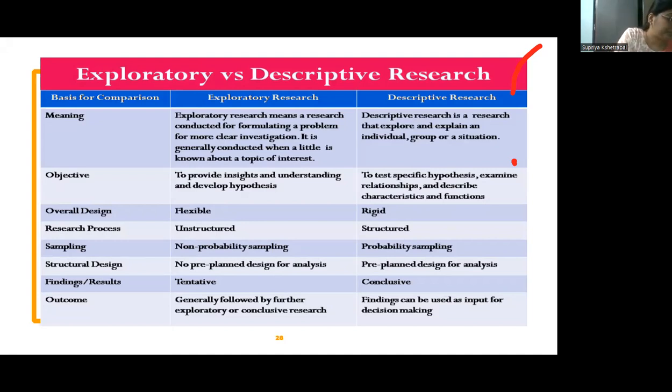Okay, now the research process is unstructured here, and in the descriptive... ये तो अभी हमने देख लिया कि यहाँ we are doing in exploratory research, we are doing a trial and error method, whereas in descriptive research we are doing a structured one. यानी हमको पता है कि हमको यही वे से ही इनका डेटा कलेक्ट करके उनका आउटपुट हमको लेना है.